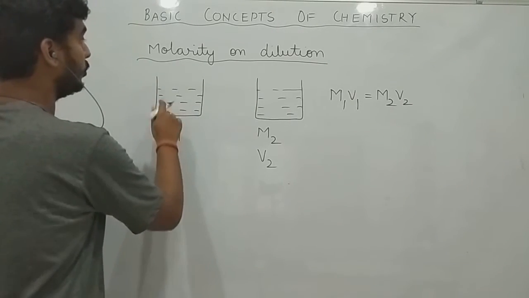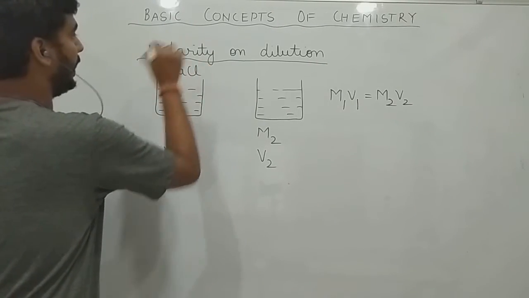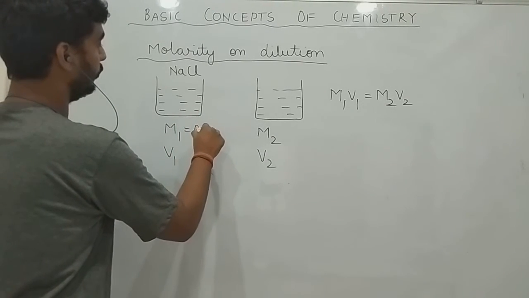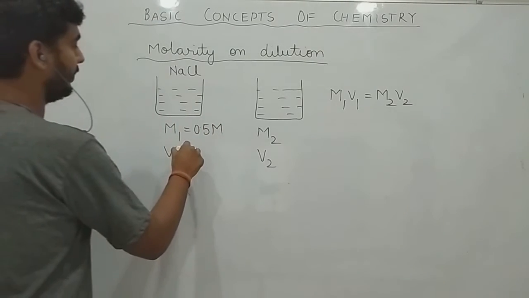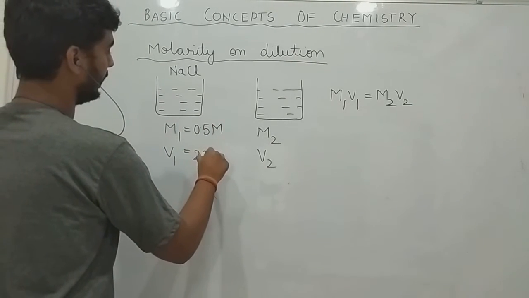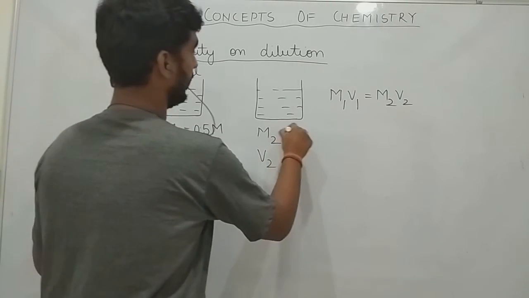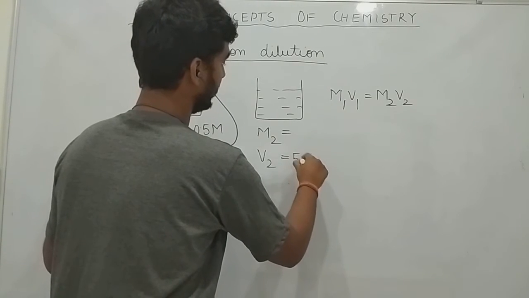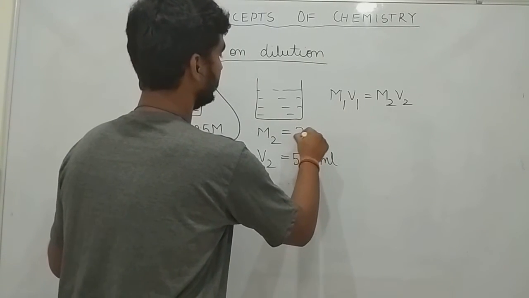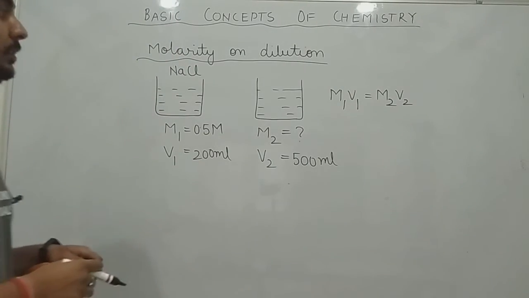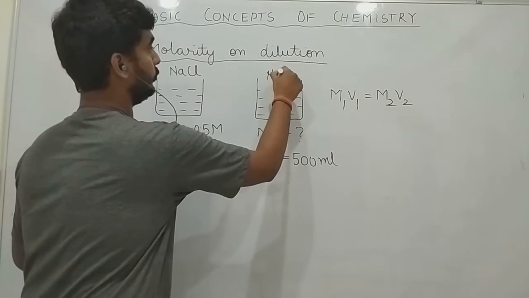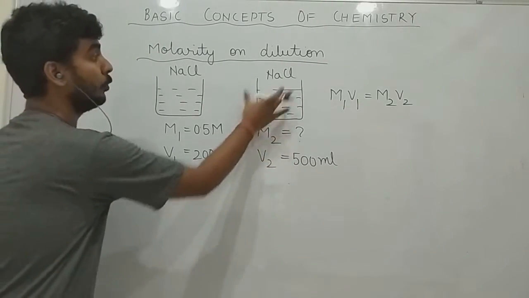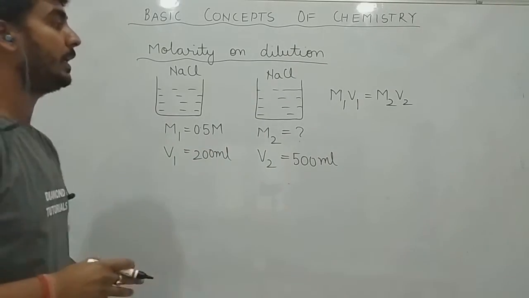For example, suppose this was a solution of sodium chloride in water. Initially its molarity was, suppose, 0.5 molar solution of sodium chloride, and its volume was 200 ml. Now when I diluted the solution and made it 500 ml, what will be its molarity? Suppose you are asked, this same sodium chloride solution is diluted such that its volume becomes 500 ml. What will be the molarity after dilution? We can find out by this formula.